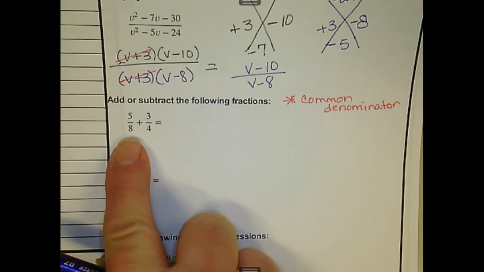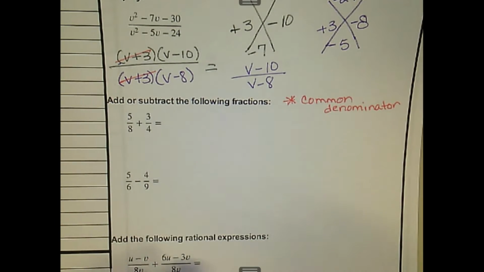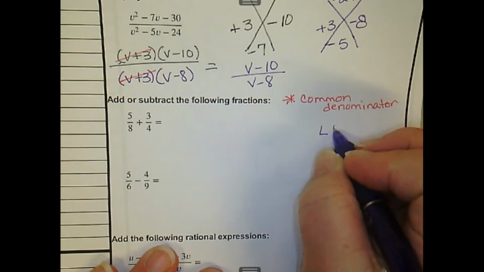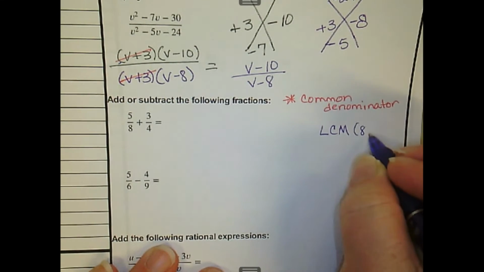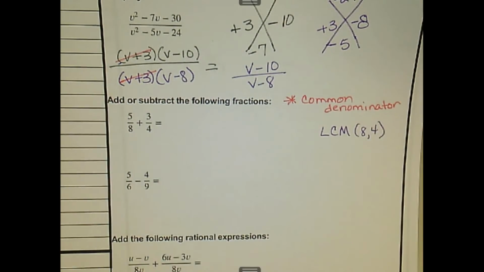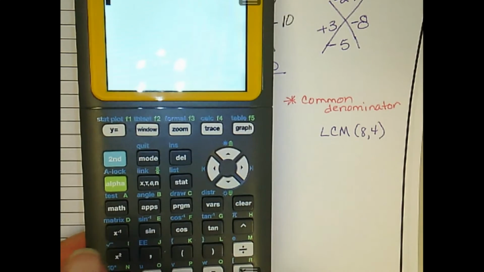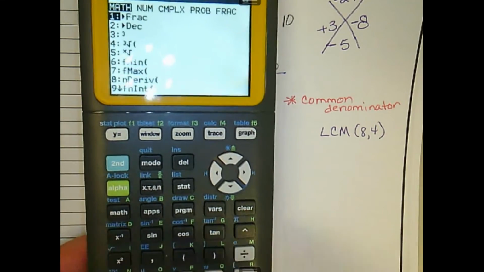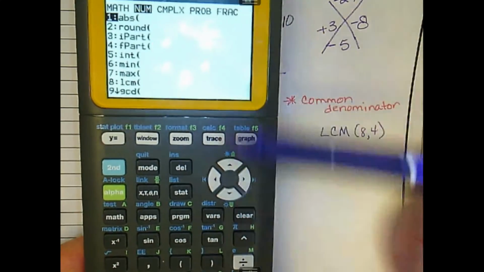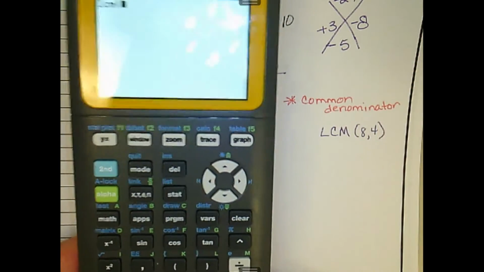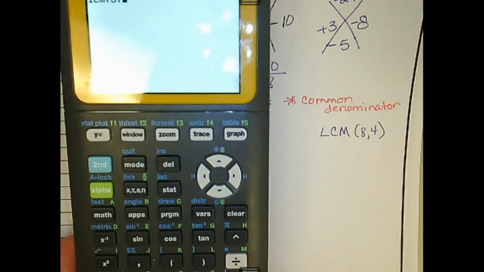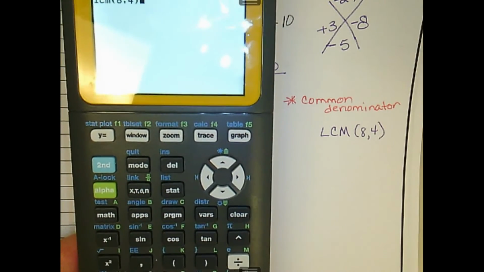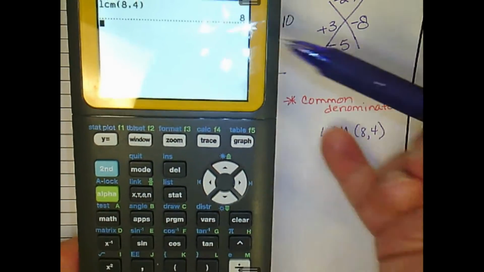So I'm looking at 8 and at 4. So I'm looking at my least common multiple of 8 and 4. This can actually be done with your calculator. I'm going to show you how to do it, just simply so you know. So I go into my math button. I scroll over to numbers. I go down to number 8. I type in 8, comma 4, close it off. My comma is right here. Hit enter and I get 8.